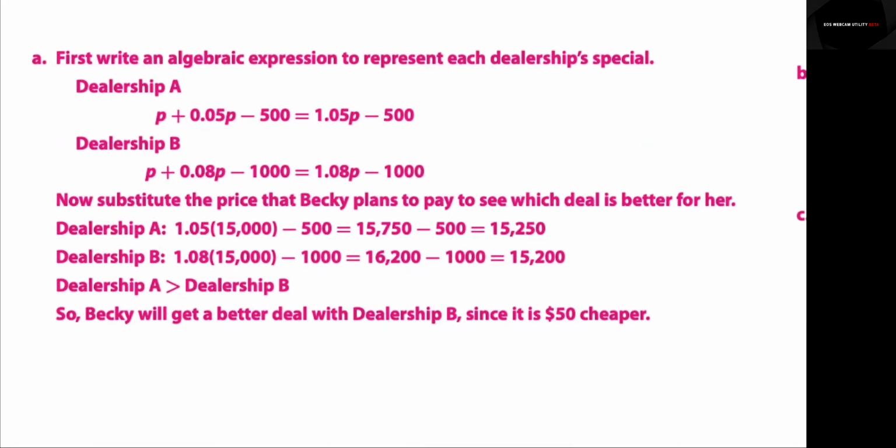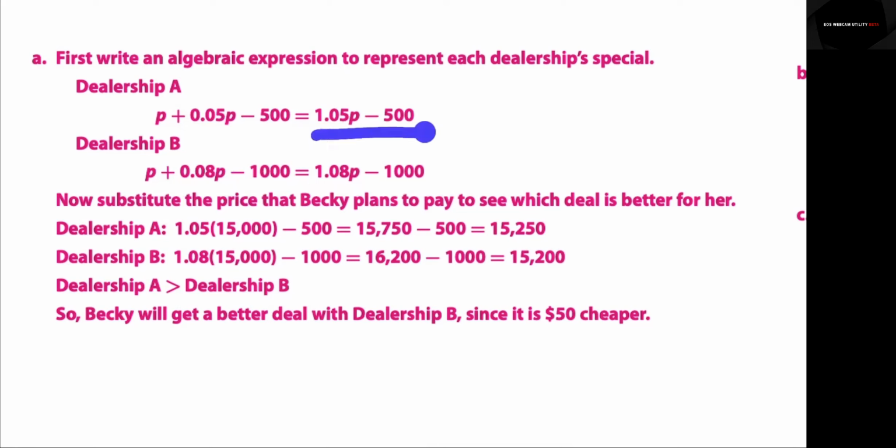So what does that mean? Dealership A, here's the price that you pay, but there's a 5% sales tax. After you add the sales tax, you subtract the rebate, which is minus 500. Put it all together, you end up with 1.05 times the price of the car, minus 500. Going through the same exact argument, the only thing that changes in dealership B is the tax rate and the minus $1,000, which yields 1.08P minus 1,000. Okay, so we have a formula.